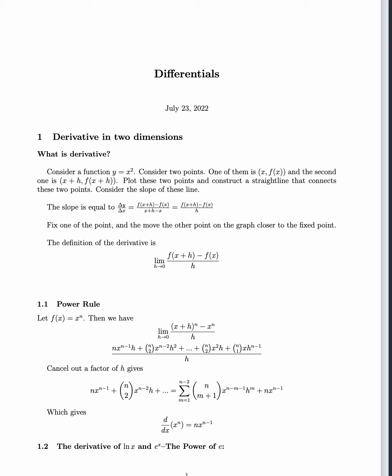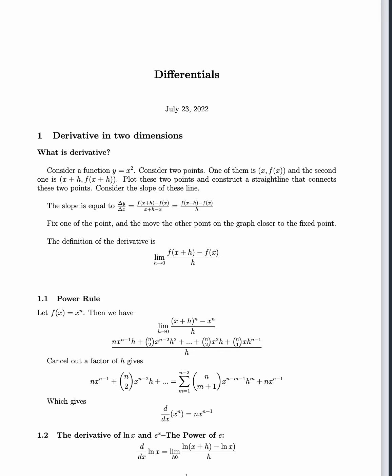So now, how are we going to proceed? We can simplify the numerator a little bit, which is just equal to ln of 1 plus h over x, and then divide by h.